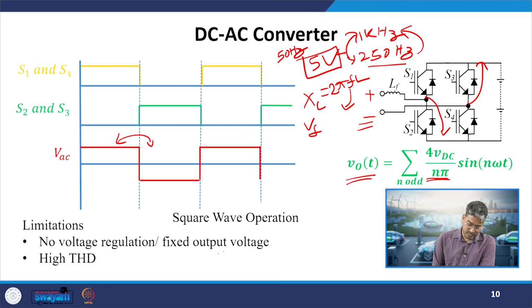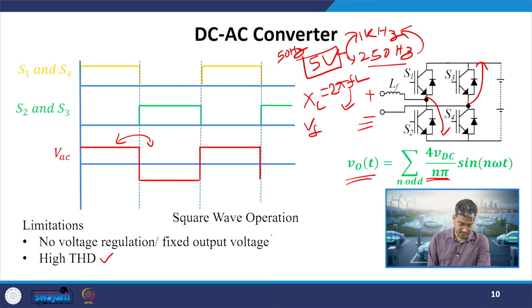So, now what are the limitations of this one? Already we have seen this. It has a high amount of harmonics because all the odd harmonics are present, and the dominant harmonic will be at the lower end side, or its frequency will be less. So, its effect will be very high on the load. So, it has high THD.